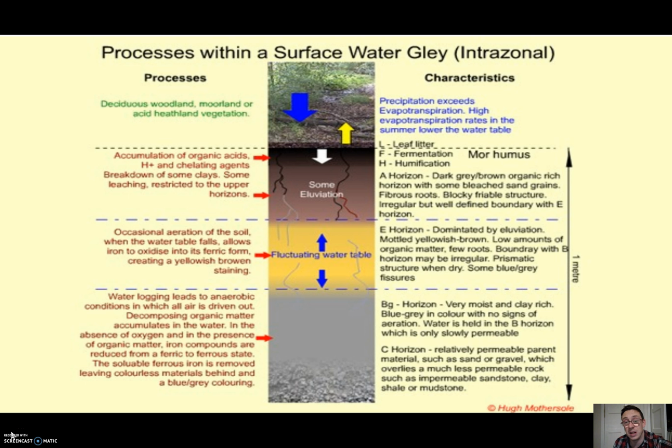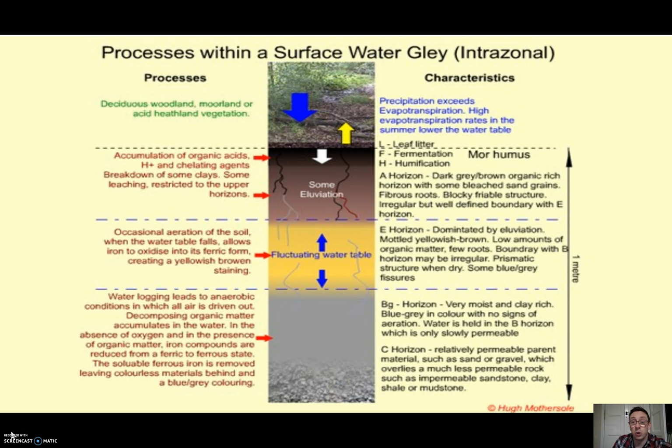Now, why is that particularly important? Again, as we have this ferrous iron created, it then gets removed from the soil because it's soluble, and that results in the materials left behind being quite blue or grey, and you sometimes get some greens coming in at this point as well.